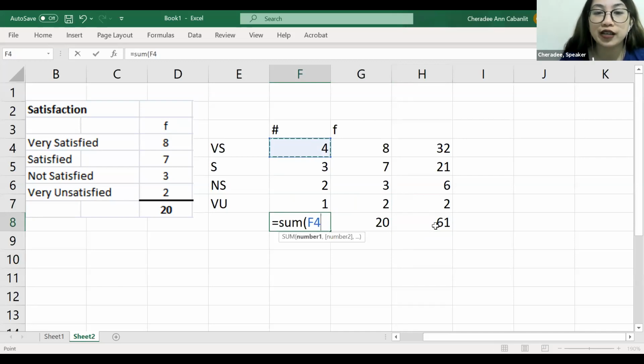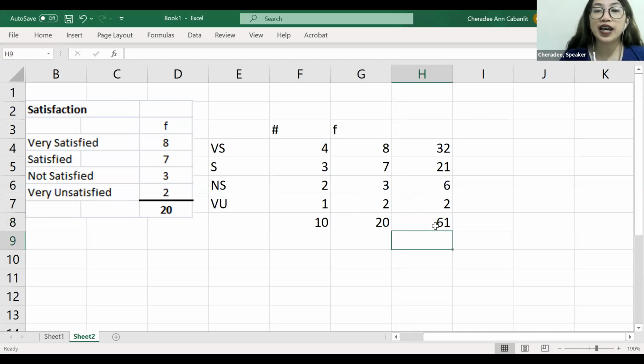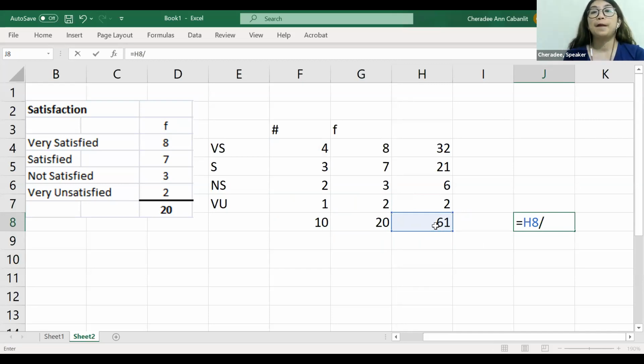Which one is correct? In order to get the weighted mean, should I divide 61 by 10 or by 20? The 10 is the number of questions, meaning very satisfied, satisfied, not satisfied, very unsatisfied. The 20 is the number of respondents. 10? Okay.